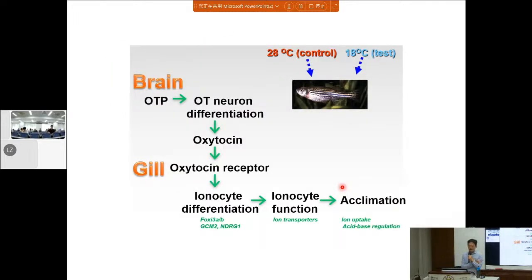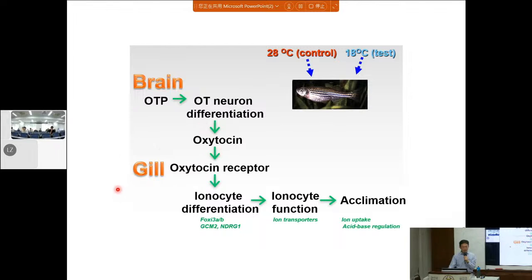So the conclusion is that when we put the fish from normal temperature to low temperature, the temperature-sensing structure sends the signal to the hypothalamus, which increases the expression of some transcription factors. Then this set of transcription factors will activate or facilitate the oxytocin neuron differentiation. Then the oxytocin neurons can secrete more oxytocin into the circulation system.